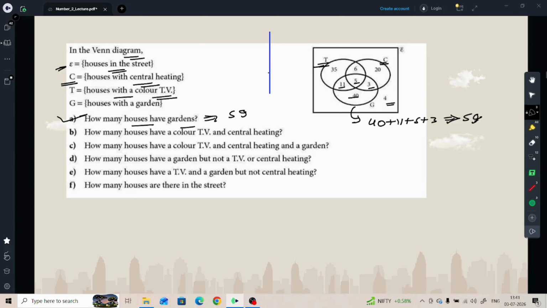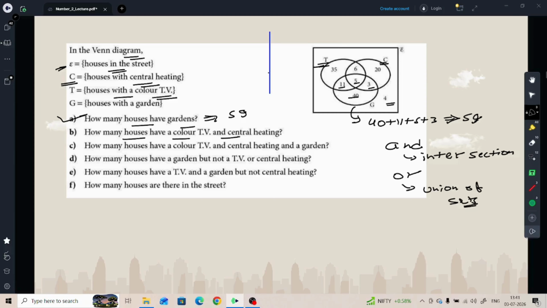Okay, let's proceed. It is asking you how many houses have a color TV and central heating both. So basically, you need to understand one thing: whenever "and" is used, in your mind you should say intersection of sets. And whenever "or" is coming, your mind should say union of sets. This is a strategy that we can follow.